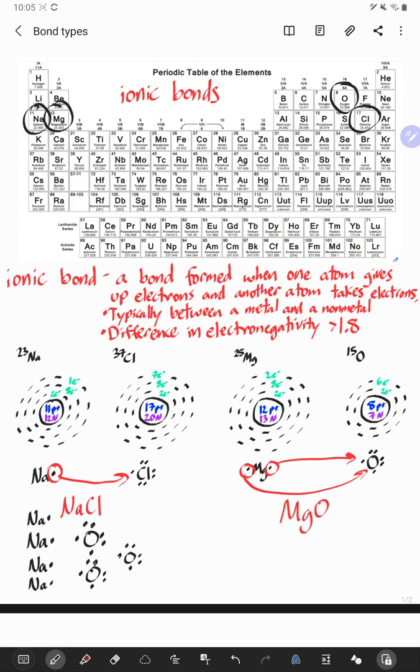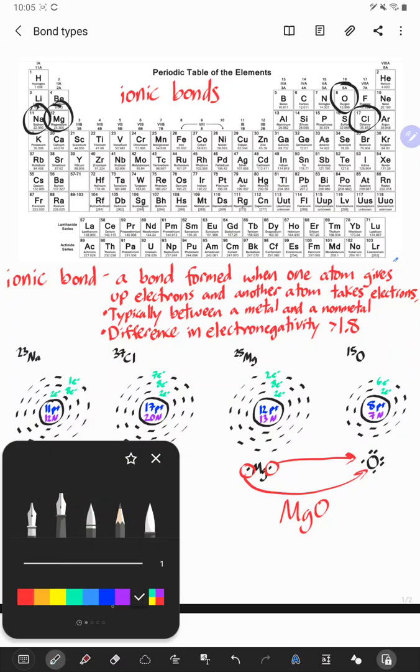All right, pause the video, think about it. What might happen to where sodium could bind with oxygen? How can that occur? What needs to happen? Well, hopefully we had some time to think about that.